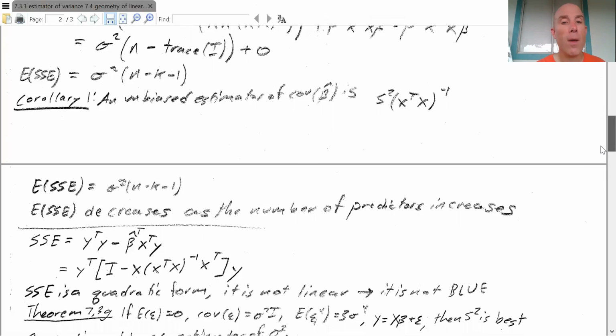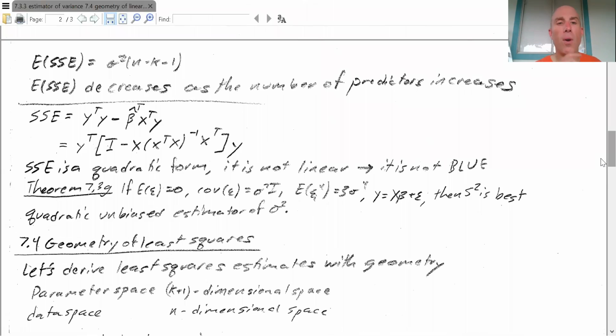Okay, well, let's keep thinking about the sum of squares error stuff for a moment. I can rewrite sum of squares error in this format, which is the same as that format, right? So it's a quadratic form. I've got y transpose on the left, y on the right, and a constant matrix in the middle. Well, it's a quadratic form, therefore it's not linear. It's not linear, therefore it can't be a best linear unbiased estimator. So automatically we know it's not BLUE.